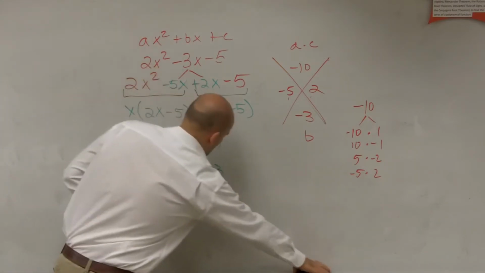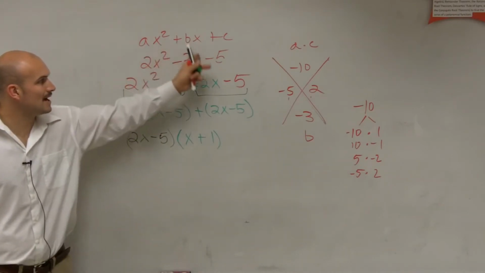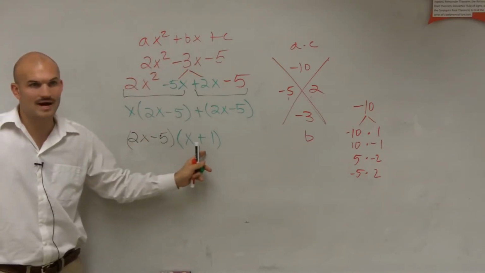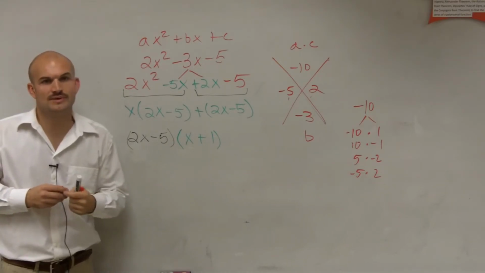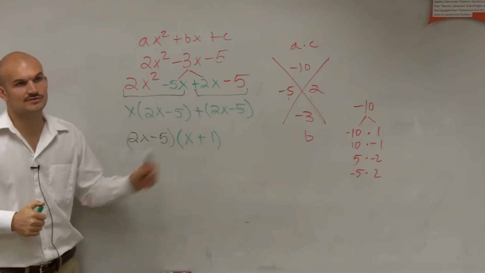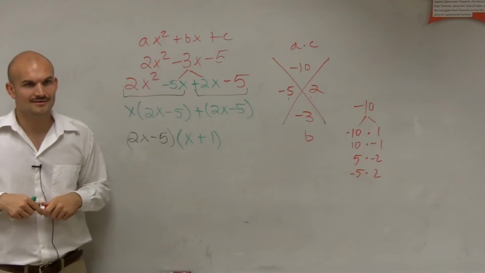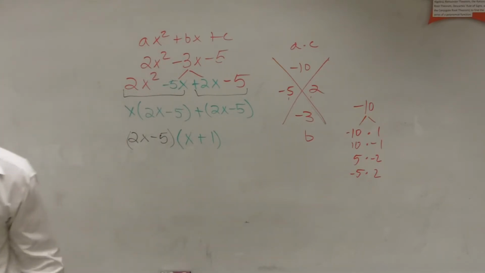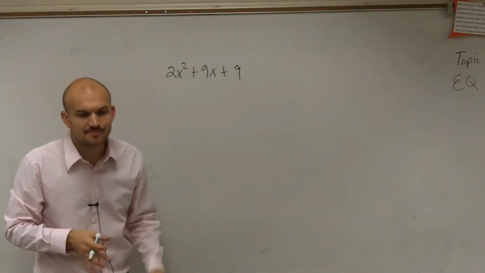So now I have my polynomial written as a product of the two factors. You guys see that? We'll work on that further once we get into solving. But you can see right now it's a product of its two factors. So these are the two factors of that polynomial. Cool? Amazing. All right. Okay, so what we have is 2x squared plus 9x plus 9.